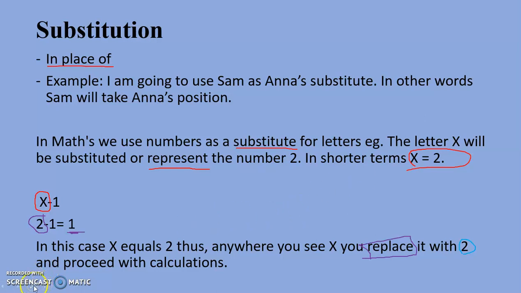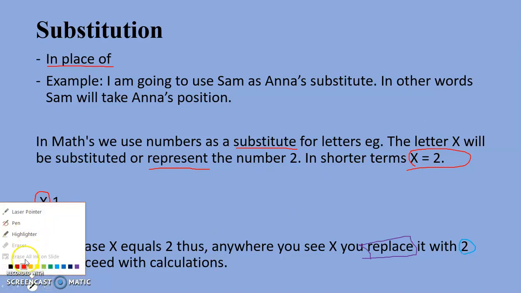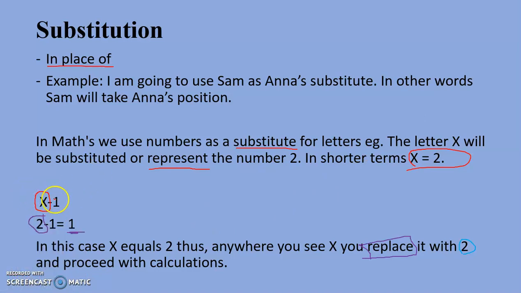Now here we have X minus 1. Remember that we stated that X equals 2. So wherever you see X, you replace it with the number 2. So X here will be 2 minus 1. And you know 2 minus 1 is 1. Thus, anywhere you see X, you replace it with 2 and proceed with your calculations. Let us look at some examples.